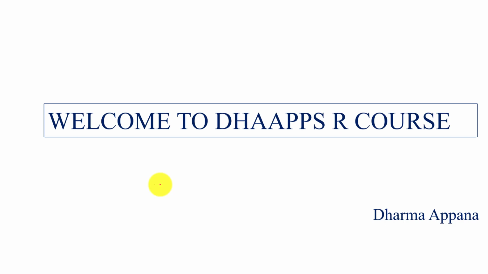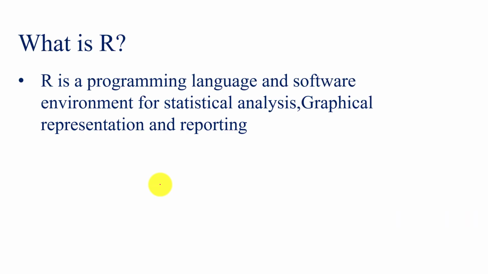So first we start with the definition of R. What is R? R is a programming language and software environment for statistical analysis, graphical representation and reporting. And this is the definition you see everywhere when you look up what is R. Okay, but to make it simple, R is a programming language which is used for data analysis and data visualization. I think you got it.